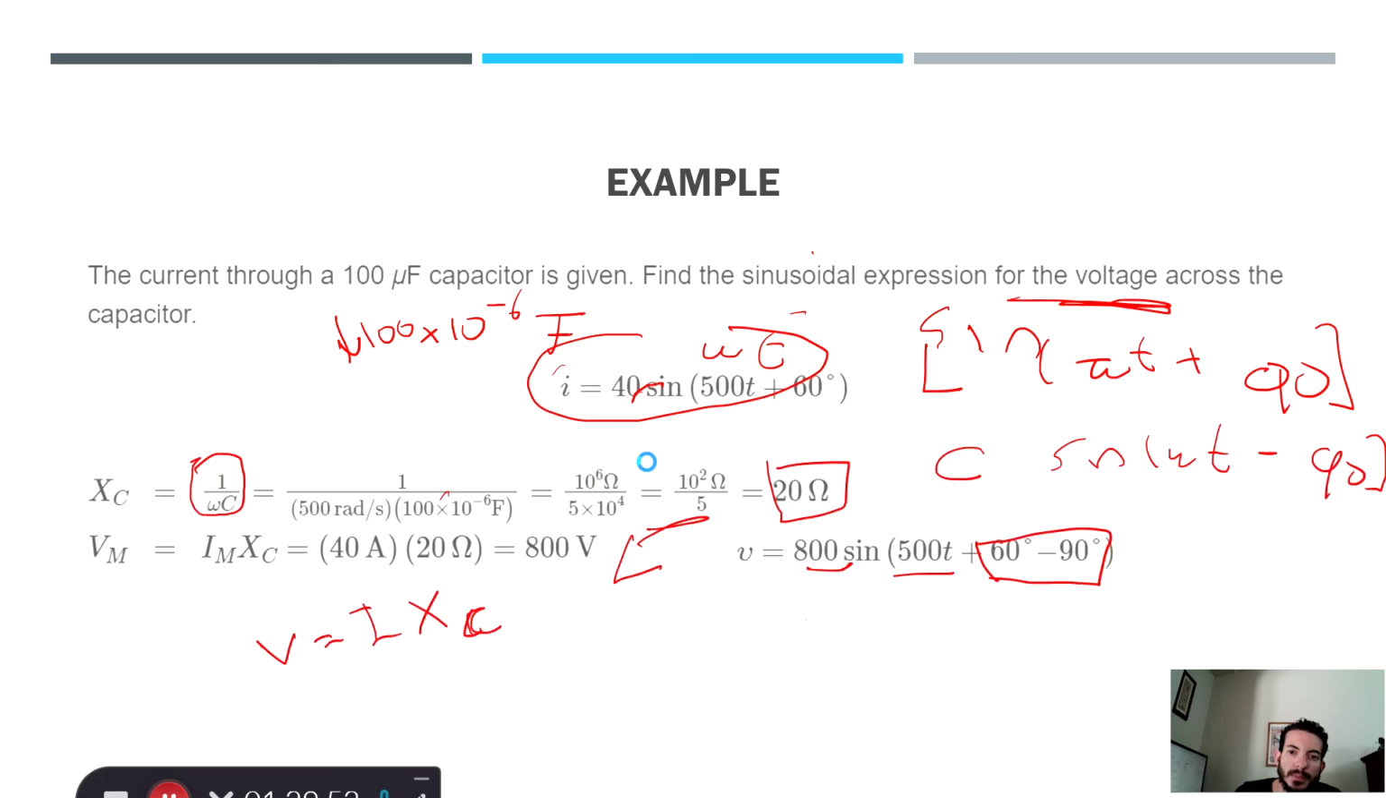Then the answer is 800 sine omega t minus... 60 minus 90 is minus 30. So the answer is 800 sine of 500t minus 30 degrees.